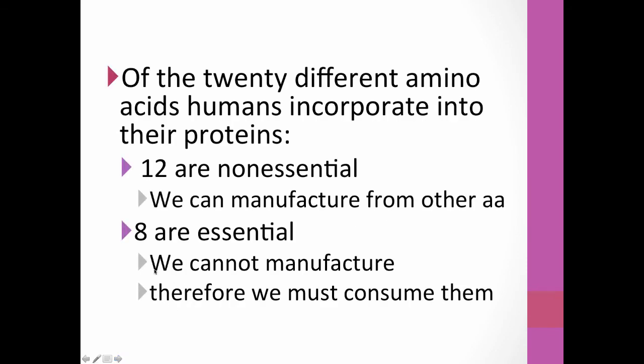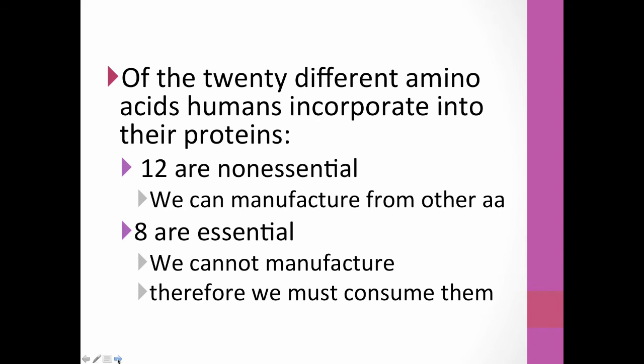So we can also classify these by their dietary requirements. Different organisms have different amino acid requirements. For humans, 12 are what we call non-essential, so we can make them from other amino acids in our body. And 8 are considered essential, so we can't manufacture them. We have to get them from our diet.